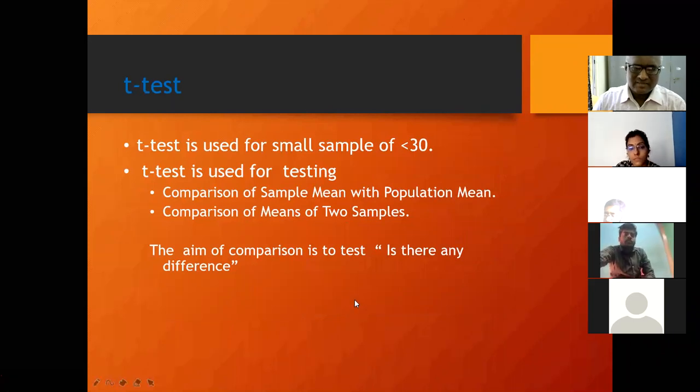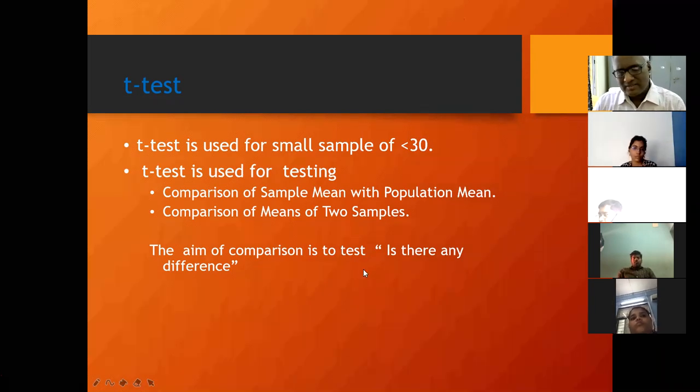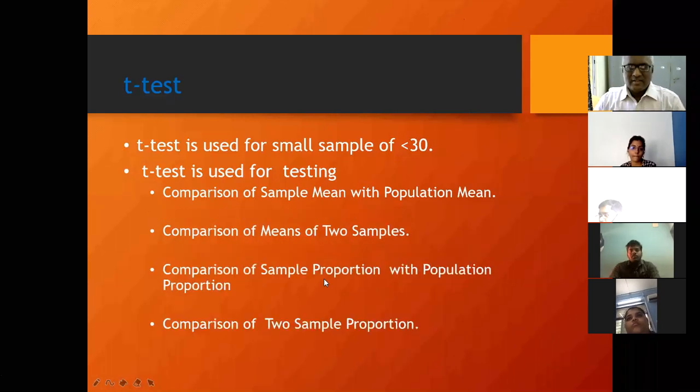We have the t-test. I think all of you are aware of this. The t-test is used for small groups of less than 30. You use the t-test for comparison of sample mean and population mean. It may be a one-sample test or a two-sample test. So the main aim of the t-test is to find whether there is a difference or no difference.